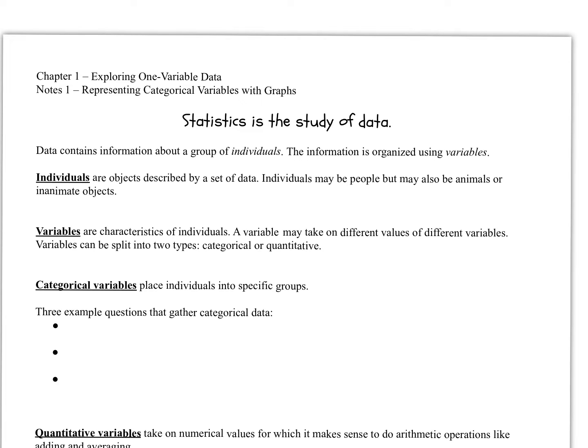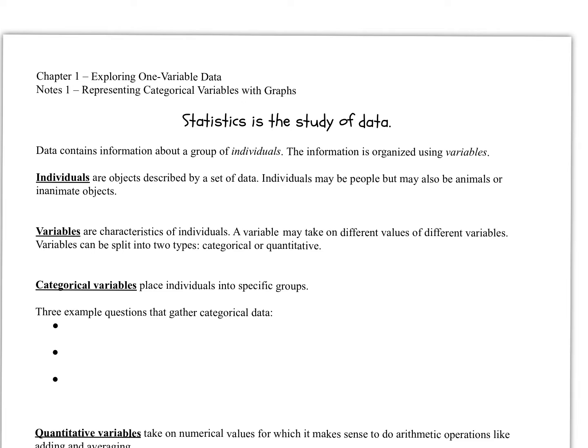In Chapter 1, we're going to be looking at one variable data. And in the first section, we're going to be looking at categorical variables and how you can represent them with graphs. So when we're looking at statistics, it is the study of data. And when we're looking at data, it contains information about a group of individuals. And then that information is organized using variables.